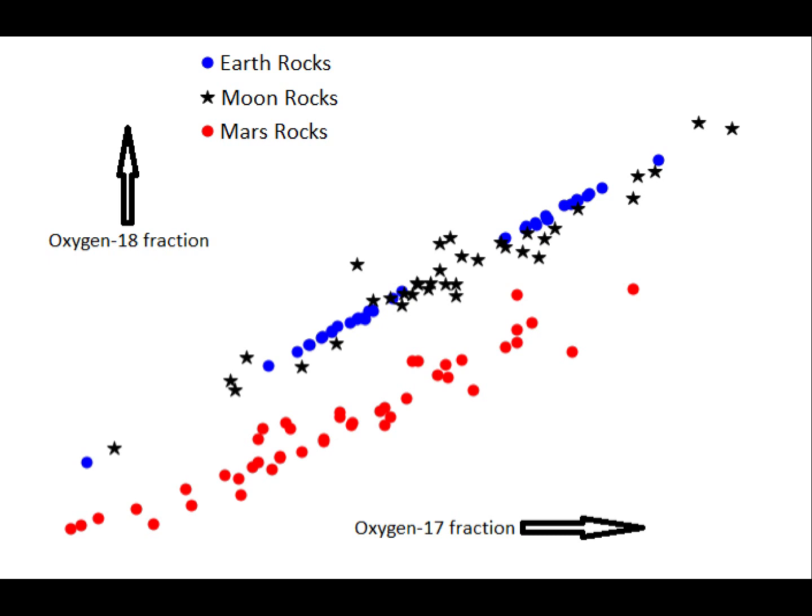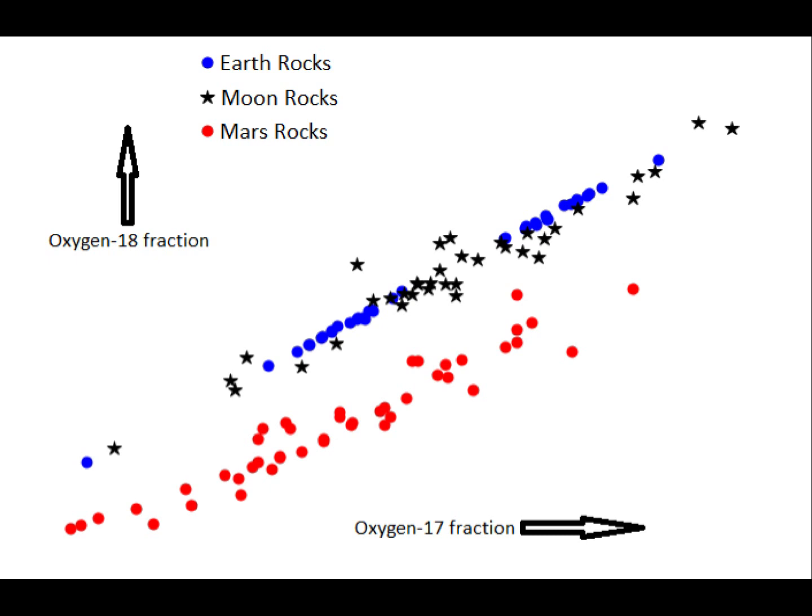If we look at the rocks from the Earth, they make a nice clean diagonal line, and this is because there are some processes, such as evaporation, condensation, or mineralization, that shift the oxygen. This concentrates the oxygen 18, but it also concentrates the oxygen 17, and because it affects both 18 and 17, it just moves the rock up and down the diagonal line, and it doesn't shift them off this line.